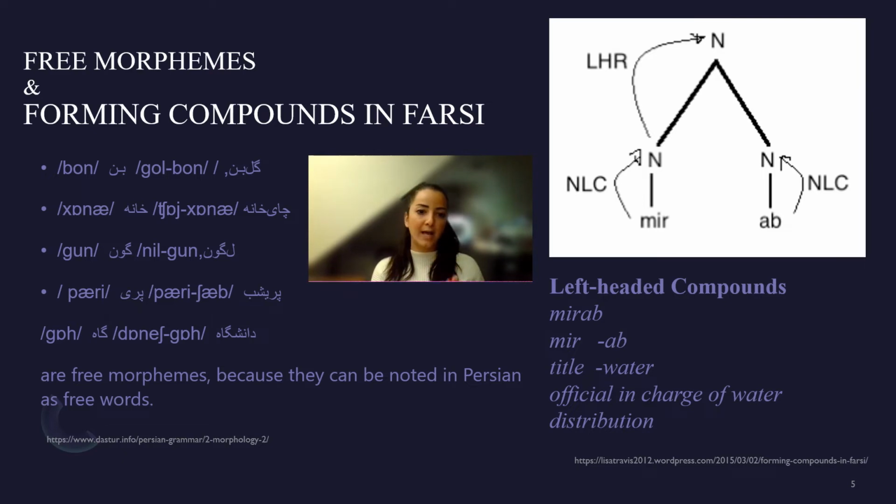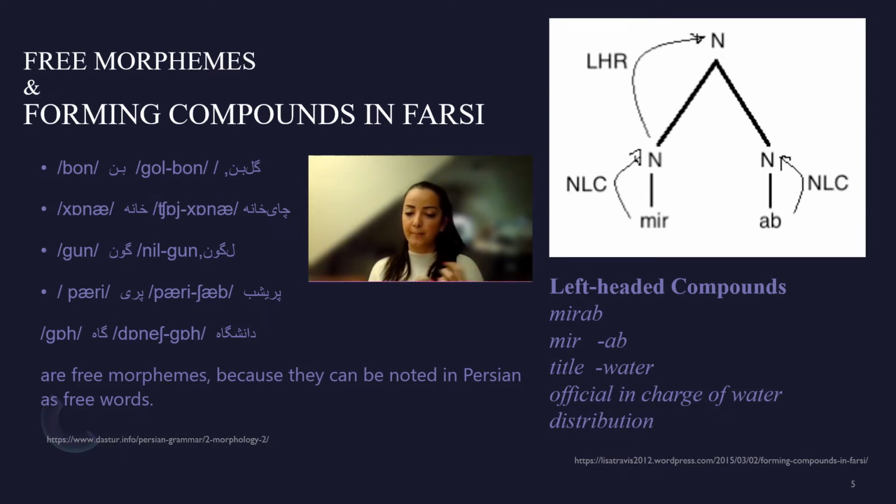And then we have these important bound morphemes that cannot be used in Persian as free words, like bon, in gulbon. Gul means flower, and bon makes it a form. And then we have khane, which means house, and whatever you add before khane as a prefix changes it to the place that represents that thing. For example, chai khane means the place where you can find tea.